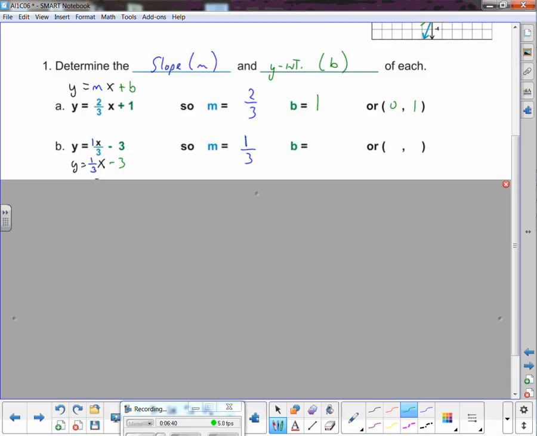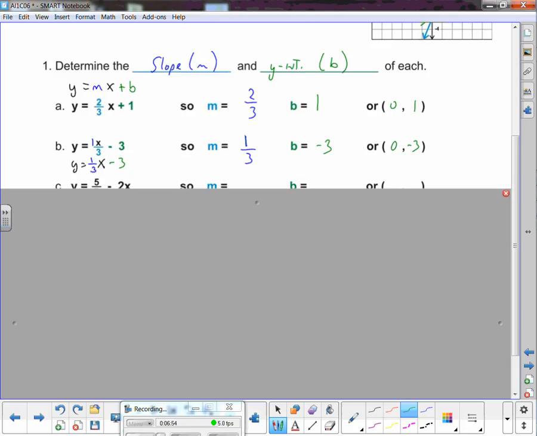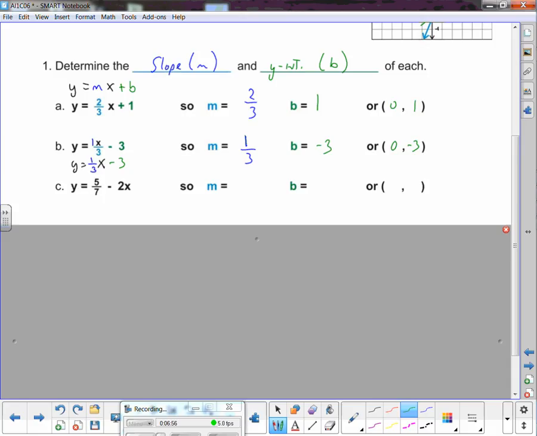All right, value of the b is -3. Therefore, coordinate form would be 0, -3, right? 0, -3. Okay. So, don't say anything yet. What about C? Think about it for a second. And m equals?